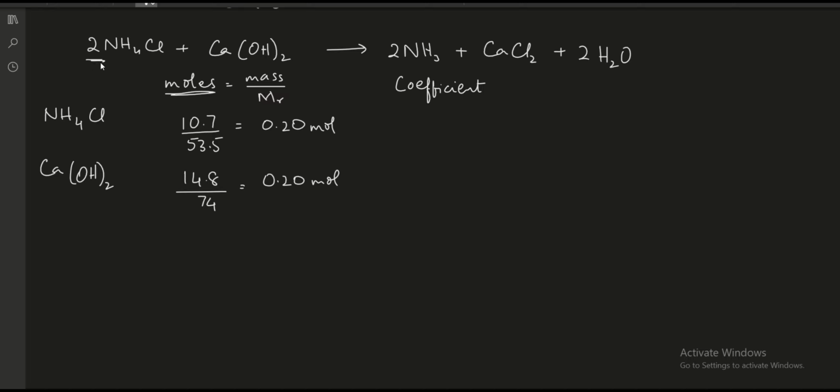The coefficient for ammonium chloride is 2, and for calcium hydroxide the coefficient is 1. Now what we do in the third step, that was the second, and in the third step what we do is that we divide moles by the coefficient.